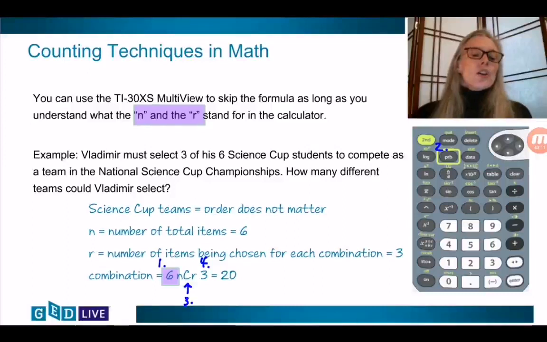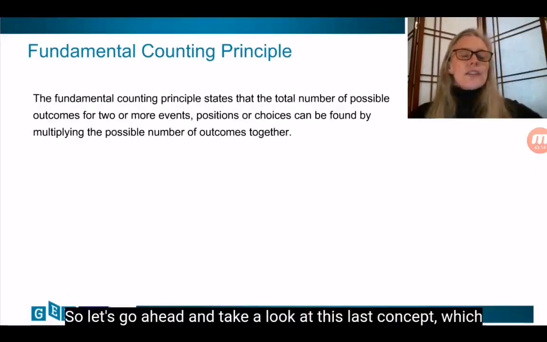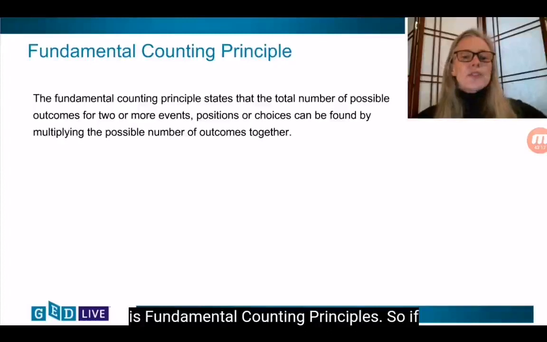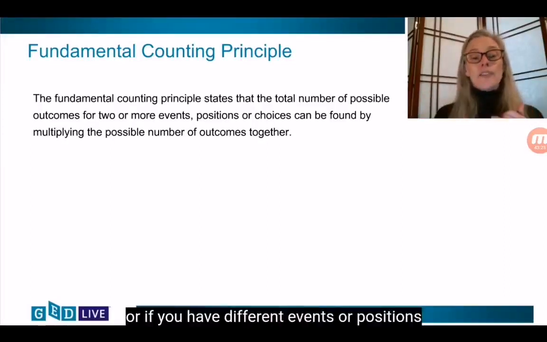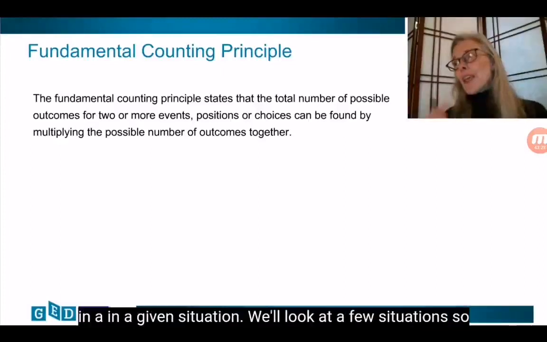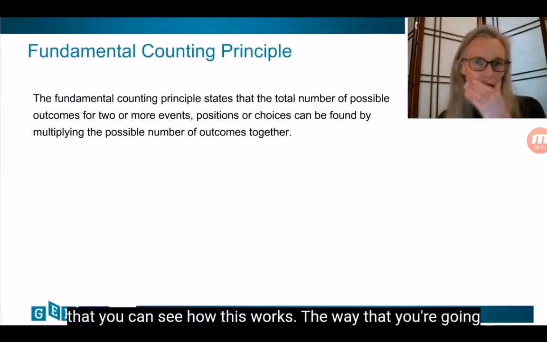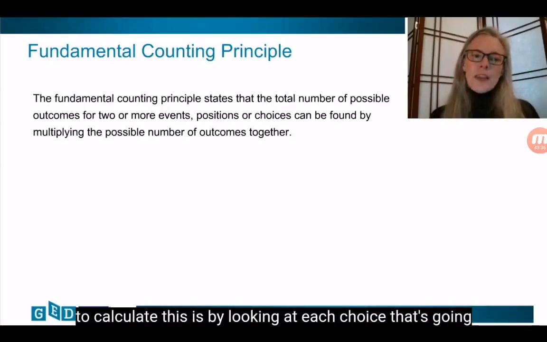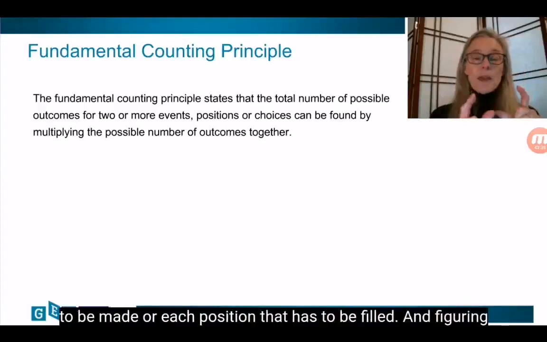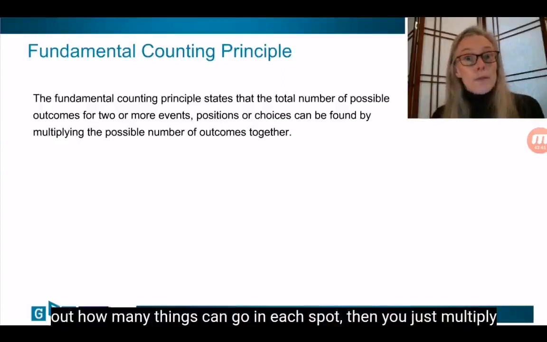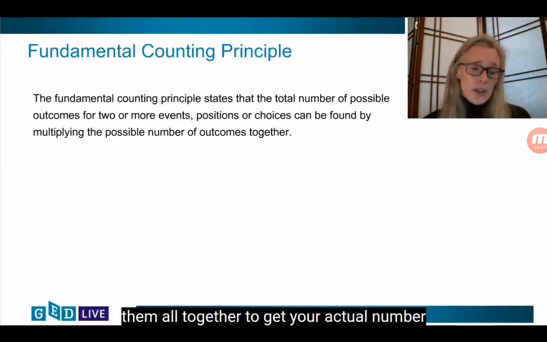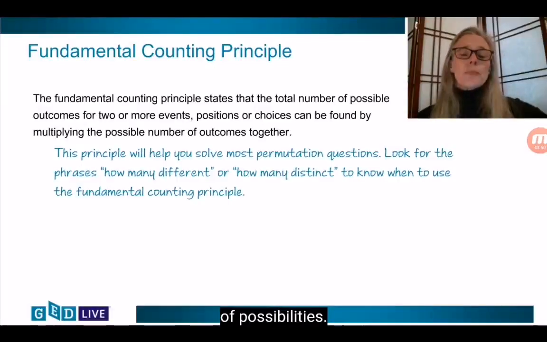Okay. So let's go ahead and take a look at this last concept, which is the fundamental counting principle. If you have a bunch of different choices that need to be made, or if you have different events or positions in a given situation, and we'll look at a few situations so that you can see how this works, the way that you're going to calculate this is by looking at each choice that's going to be made, or each position that has to be filled, and figuring out how many things can go in each spot. Then you just multiply them all together to get your actual number of possibilities.